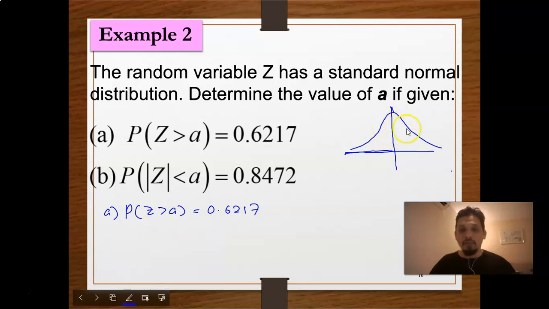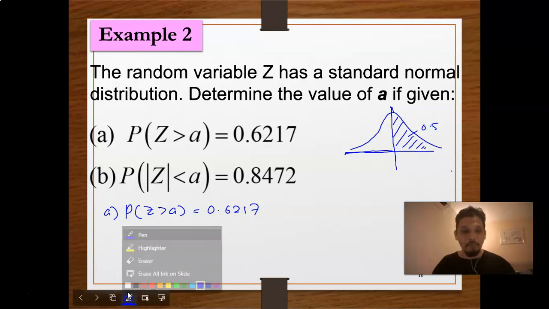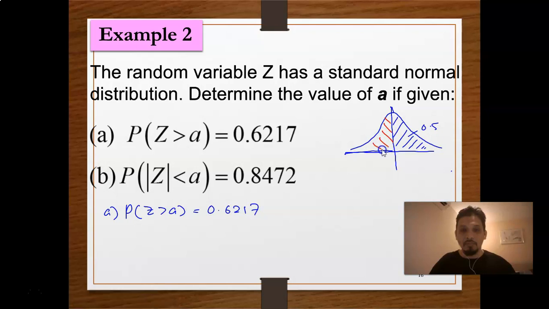Half of this area is 0.5. Half of this is 0.5. And half of this is also 0.5. So 0.5 plus 0.5 is equal to 1. The probability of this is 0.6, which is greater than 0.5.